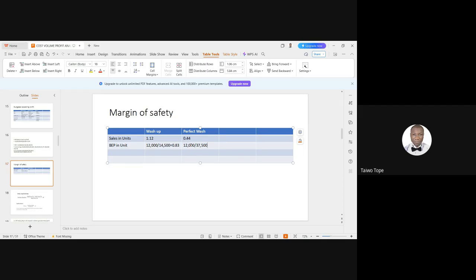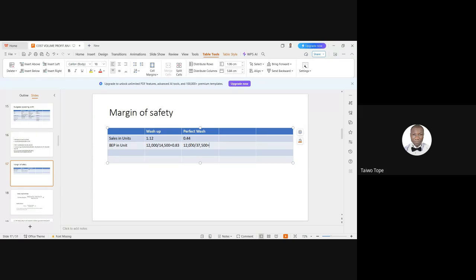Somebody will ask, how did you get 37.5? Your sales per unit is 70,000 from our previous workings. Your variable cost is what? 32,500 for Perfect Wash. So when you say sales minus variable cost, 70,000 minus 32,500, you have 37,500, which is your contribution. So fixed cost divided by contribution, you have 12,000 divided by 37,500.